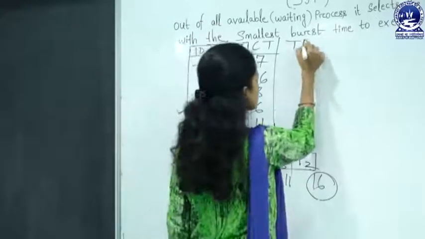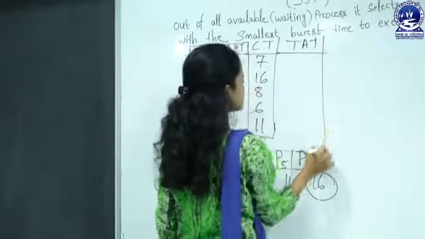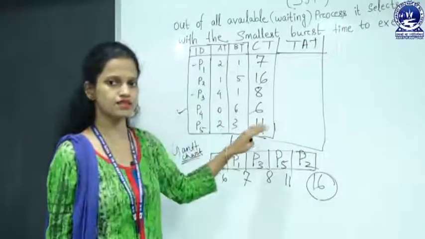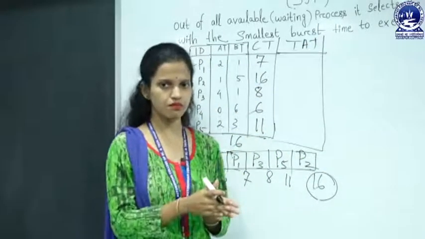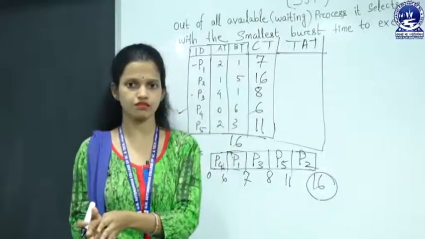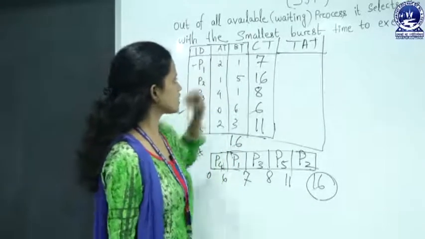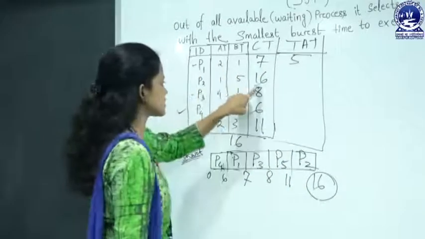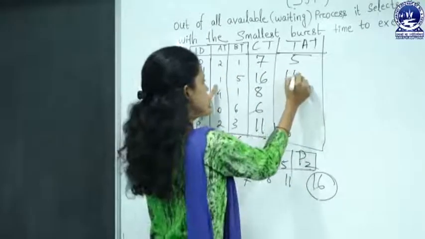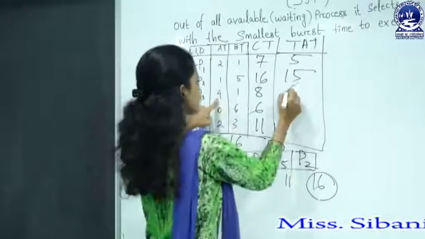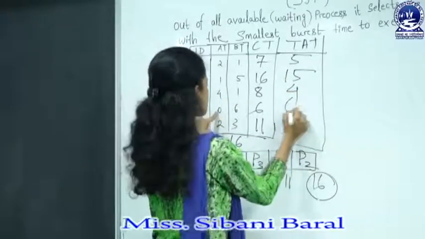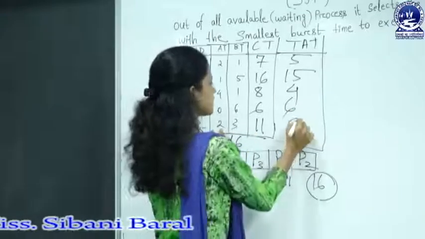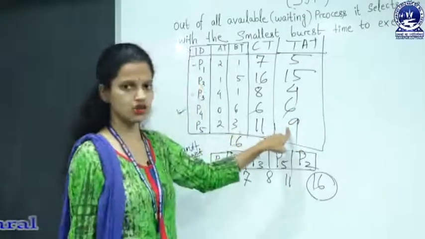So what is the turnaround time? Turnaround time means completion time minus arrival time. For P1, what is the turnaround time? 7 minus 2, that is 5. 16 minus 1, that is 15. 8 minus 4, that is 4. 6 minus 0, that is 6. 11 minus 2, that is 9. That is the turnaround time.